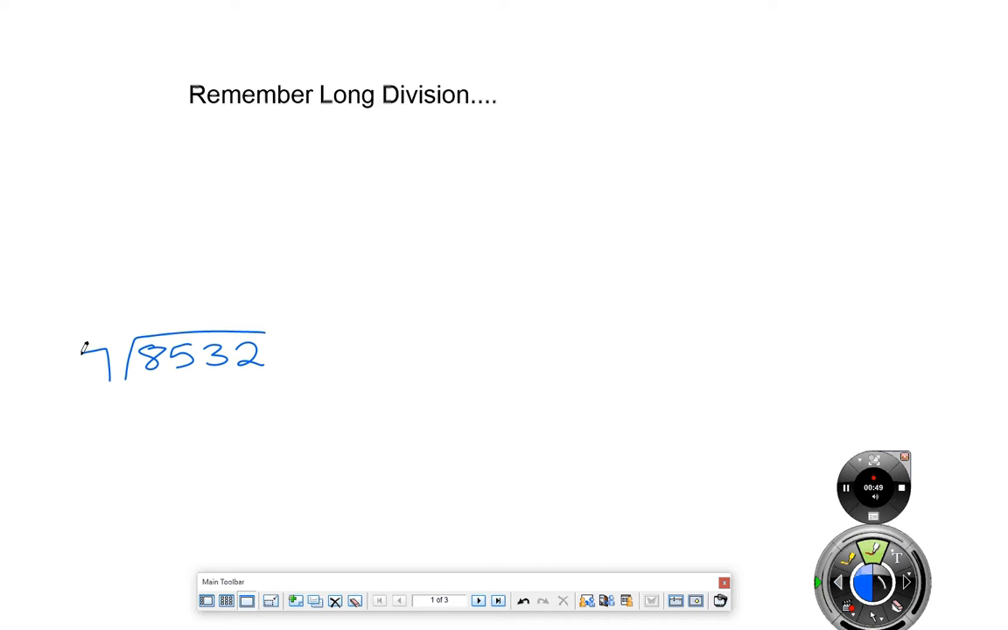So think about what you do when you do long division. You try to get as close to this as possible, right? To kind of take out things in the thousands, hundreds, until you get just down to the 1 spot. So we would ask ourselves, what times 7 gets us as close as possible to 8? So 1.